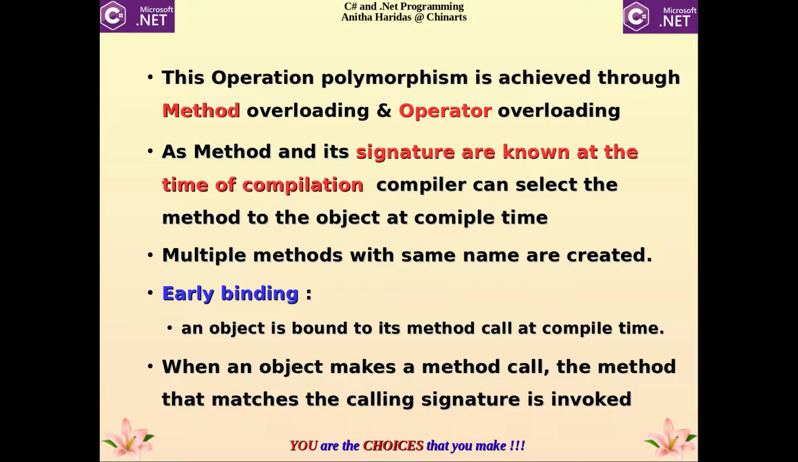When an object makes a method call, the method that matches the calling signature will be invoked. So during compilation itself, when a method is invoked, the compiler checks which particular method definition the call matches. Then it goes for binding. So whenever an object makes a method call, when you invoke a method by an object name, the method that matches the calling signature will be automatically invoked.